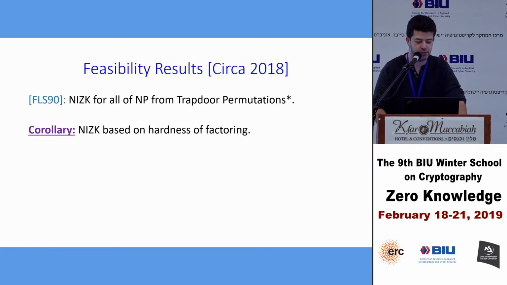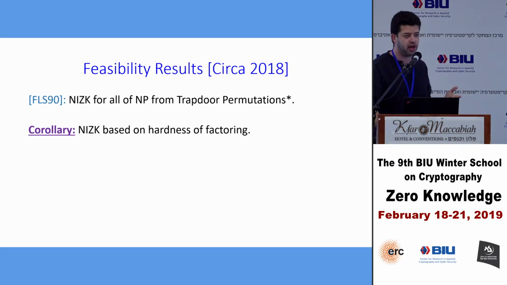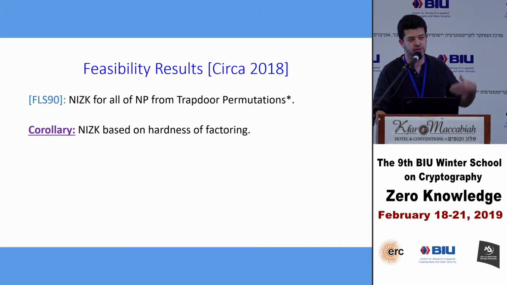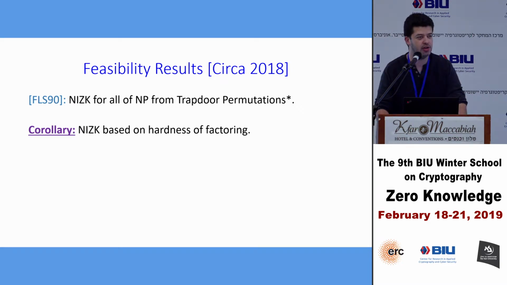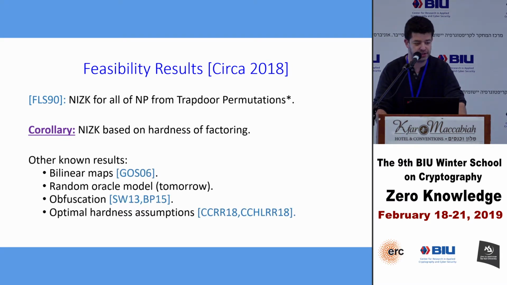In particular, since we can construct trapdoor permutations based on the hardness of factoring large integers, right? I choose two random primes, p and q, give you the product of p and q and ask you for the factorization. We believe, or some of us believe, that that's a hard problem. Based on the hardness of this problem, we can build trapdoor permutations, and then based on the FLS result, we get NIZK for all of NP. And we're going to see that today.